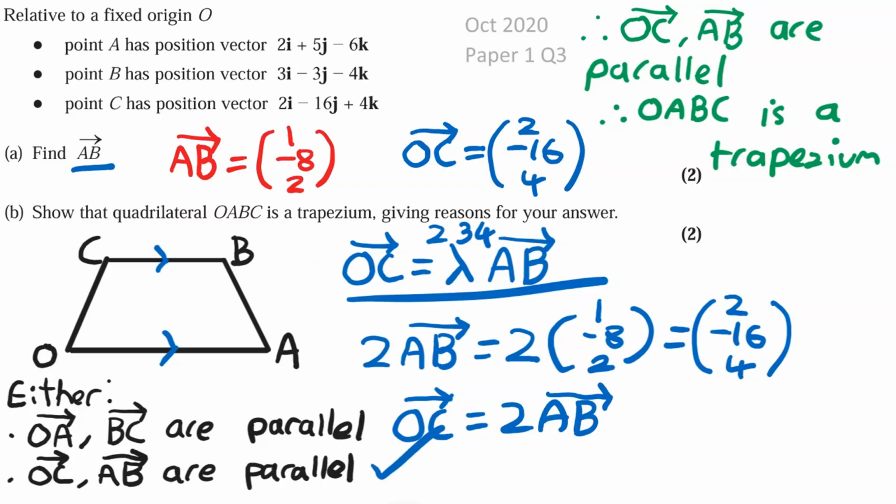Now you might be thinking to yourself that we might need to prove this statement here is not true, so therefore it's only got one pair of parallel sides. Whereas if this statement was also true, it would technically be a parallelogram and not a trapezium. If you figure it out, you do realise that these two sides are not parallel, so therefore it is a trapezium. In the mark scheme, it says that you don't need to do this.